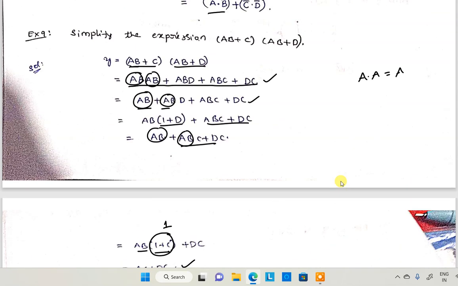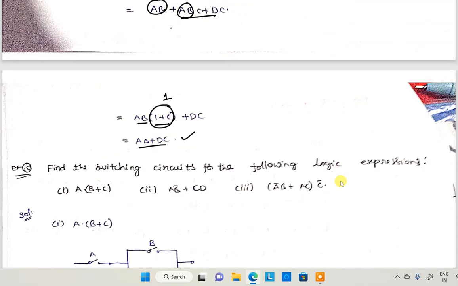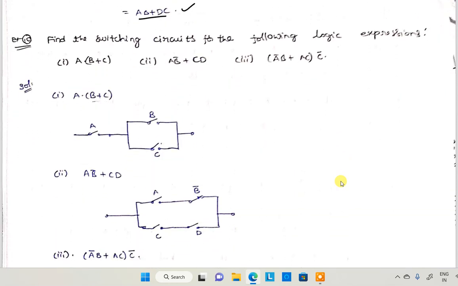So we can expect one question. Each and every paper you can see from the previous papers. We can expect one question of this type in the examination. Next, they're asking, find the switching circuit for the following logic expressions. Maybe you may expect this type of question.